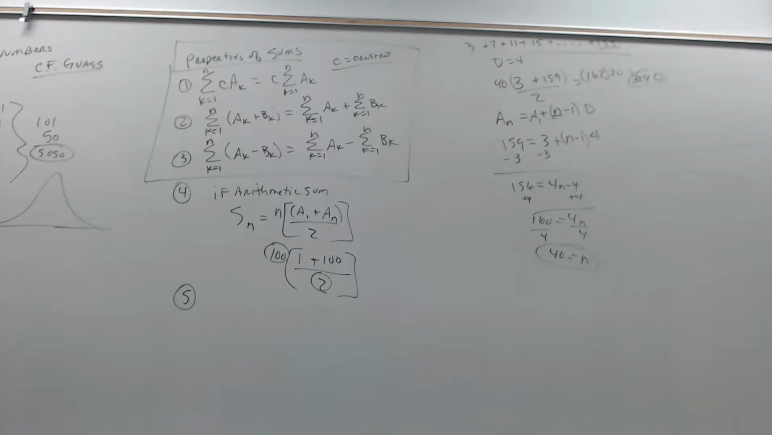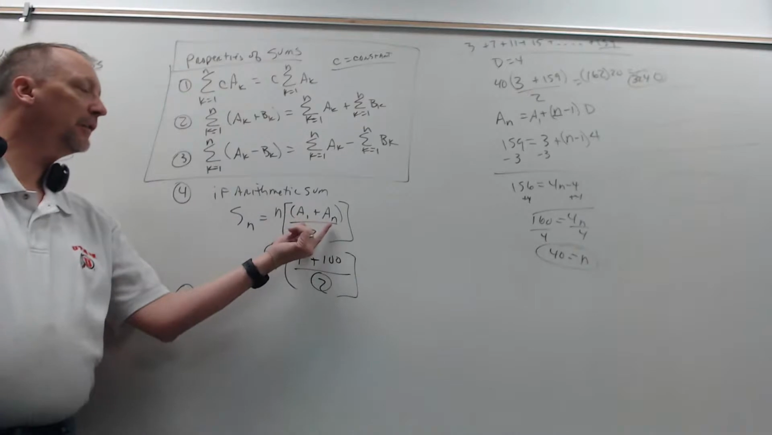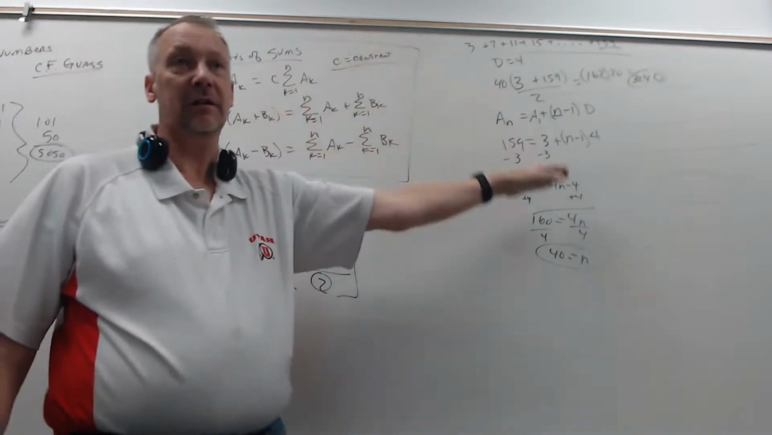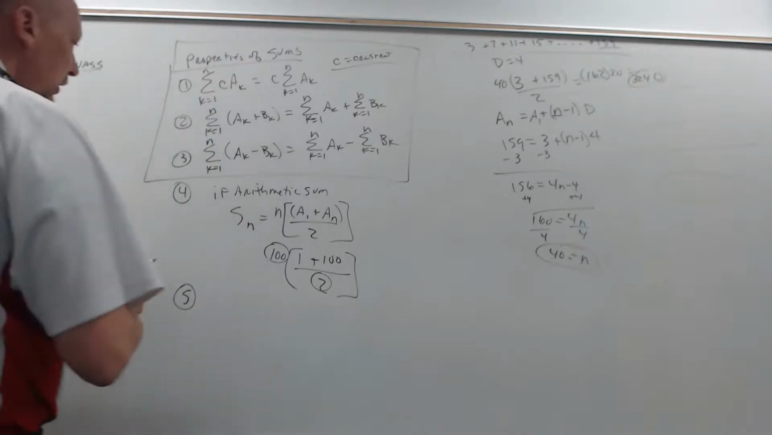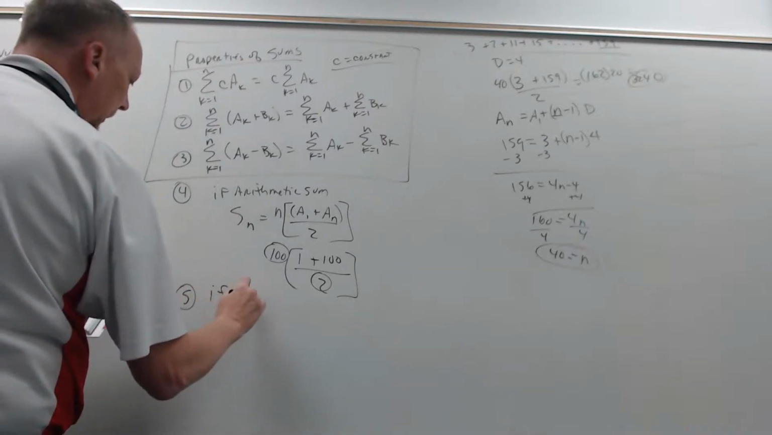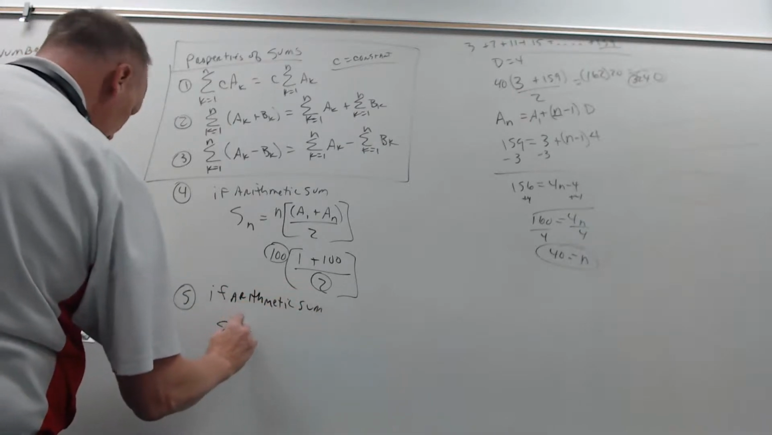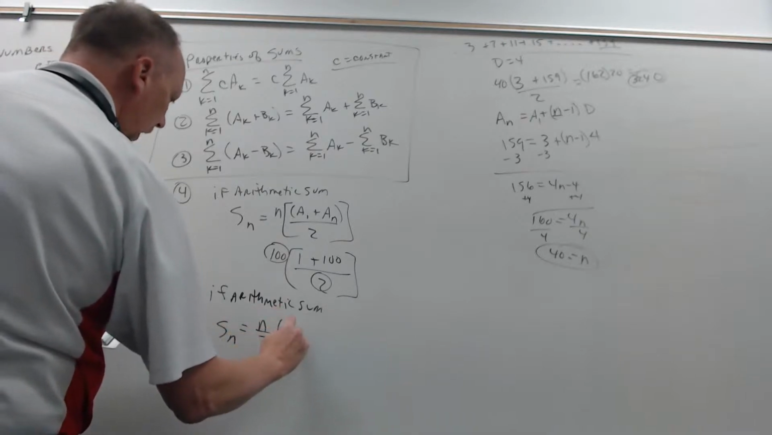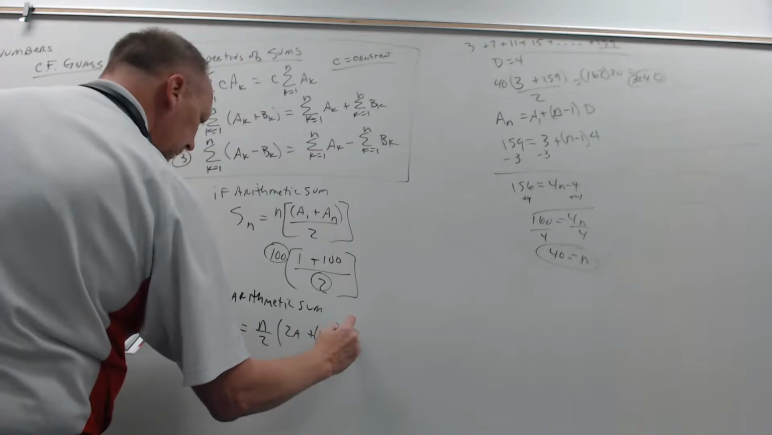All right, so there's another formula here that works better if you don't know what n is. Because with this formula, if you know the first and last term, you still have to know what n is. And in that case, I didn't know what n was. I had to figure it out manually, which you can do, it's just a lot more work. So the other formula that you can use if it's an arithmetic sum is S sub n equals n over 2 times 2a plus n minus 1 times d.